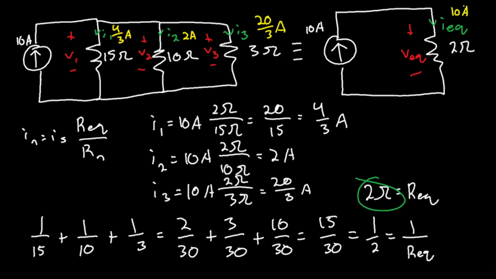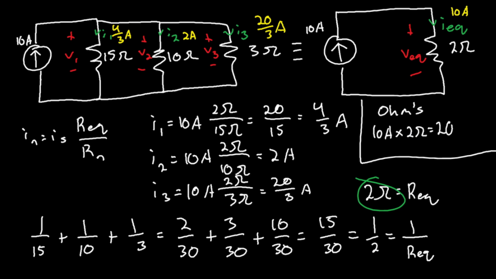Oh, sorry, Ohm's law, not 10 divided by 2. Ohm's law for this is 10 amps times 2 ohms is equal to 20 volts. So every single voltage here is 20 volts. And if you realize, we have 20 divided by 15, that's 4 over 3. 20 divided by 10, that's 2. And 20 divided by 3 is 20 over 3 for the current. So I just use Ohm's law for everything here.